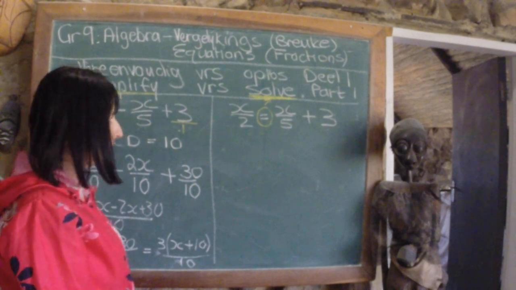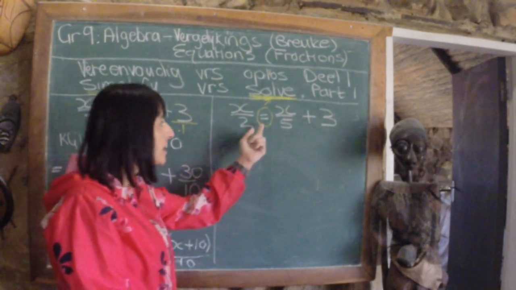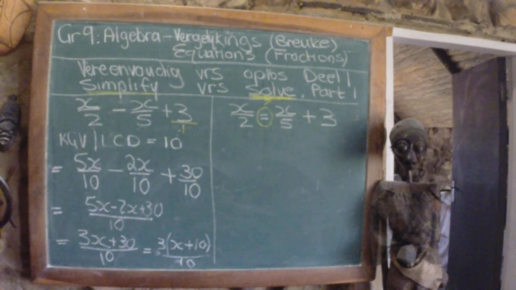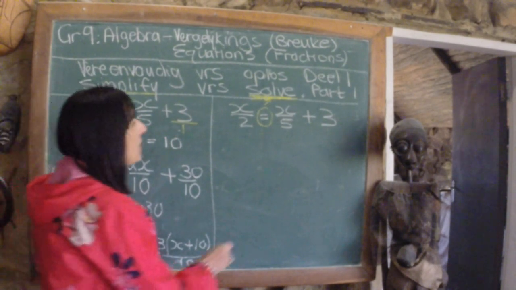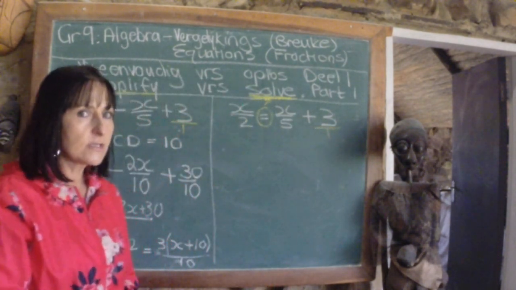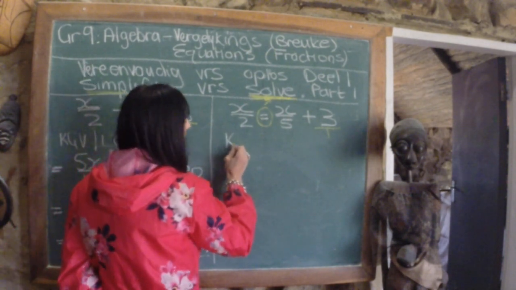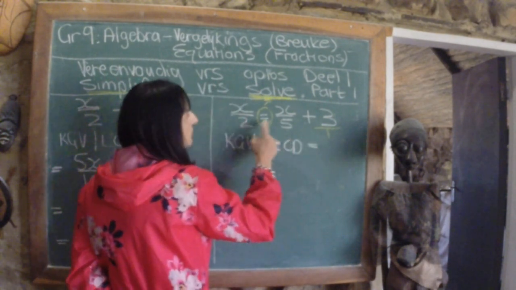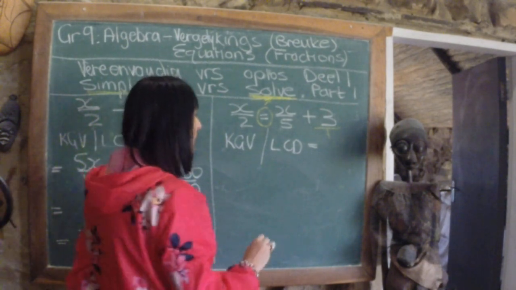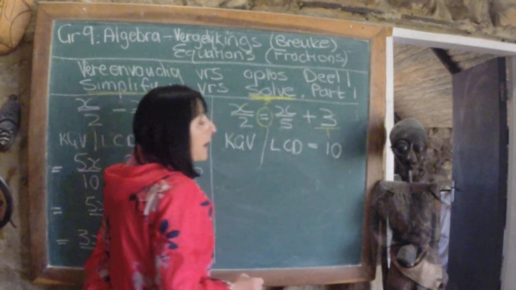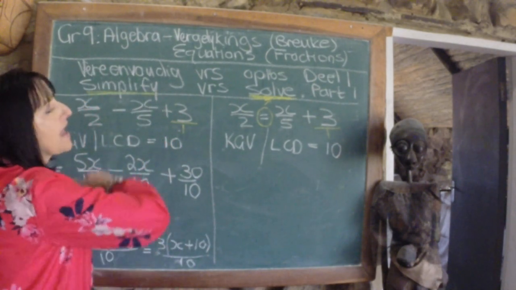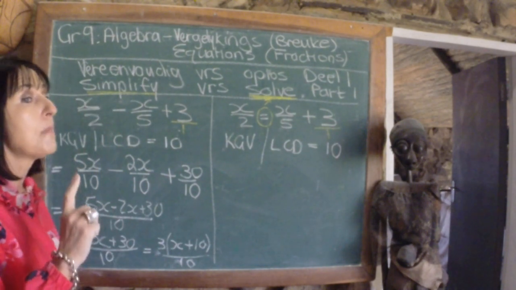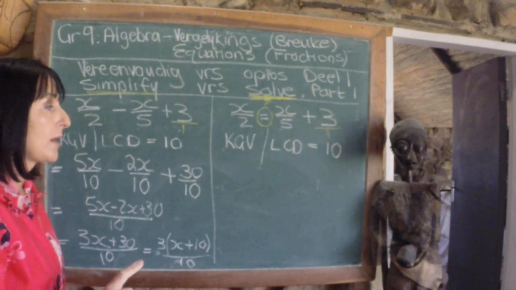Let's look at this guy. This guy is different in the sense that there's an equals to in it. Daar is 'n is gelyk aan in hierdie som en dit maak hom anders as hierdie. It's also fractions, so I'm gonna again make all of them fractions. I'm gonna again get my LCD and it's gonna be the same because it's 2, 5 and 1. My KGV van 2, 5 en 1 is 10. But now, instead of putting everything on the same denominator, I'm gonna multiply right through with my LCD.